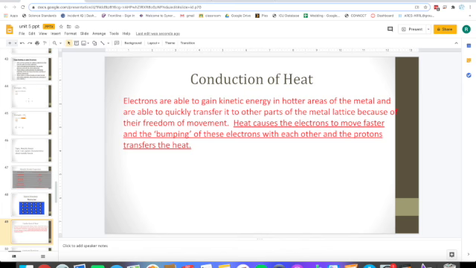Conduction of heat. Electrons are able to gain kinetic energy in hotter areas of the metal and are able to quickly transfer it to the other parts of the metal because of the freedom of movement. You need to know that heat causes the electrons to move faster, and the bumping of these electrons with each other and the protons transfers the heat.